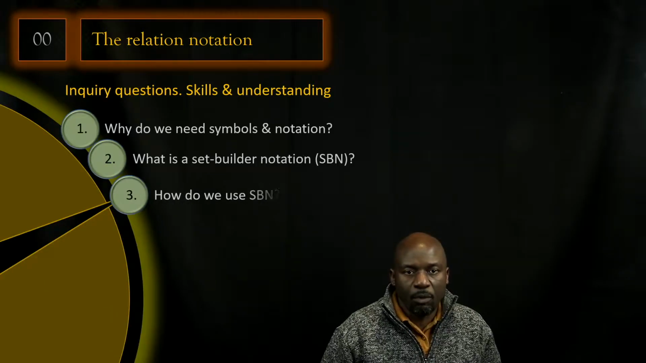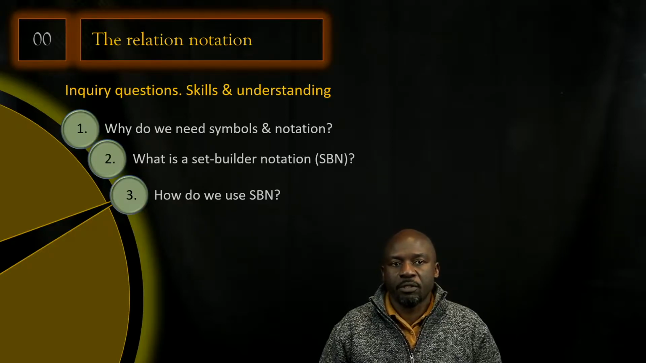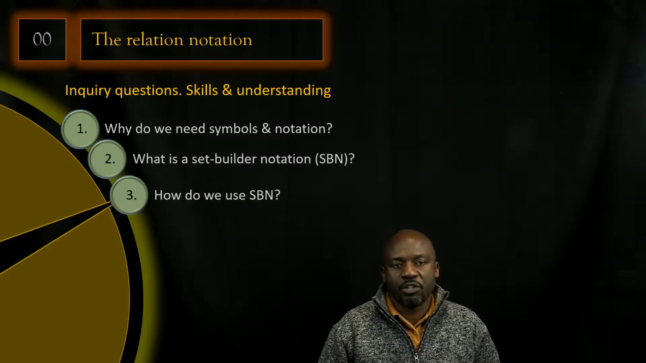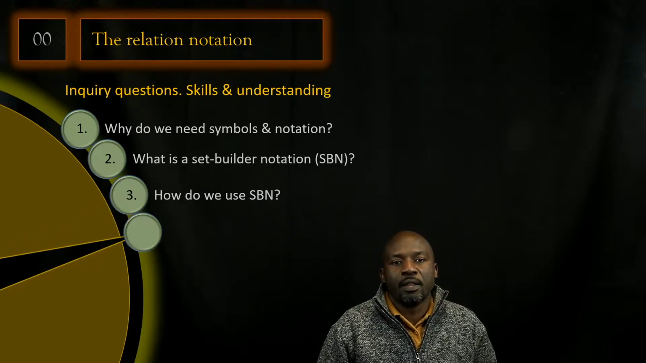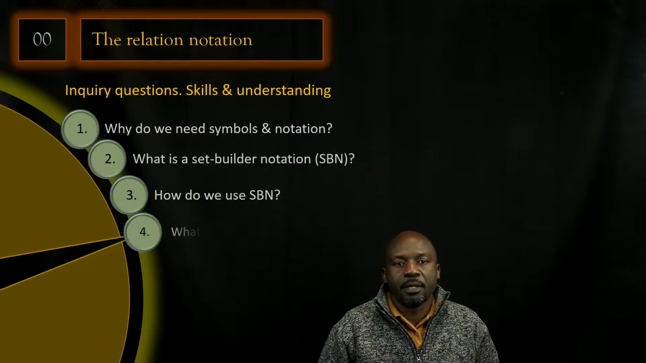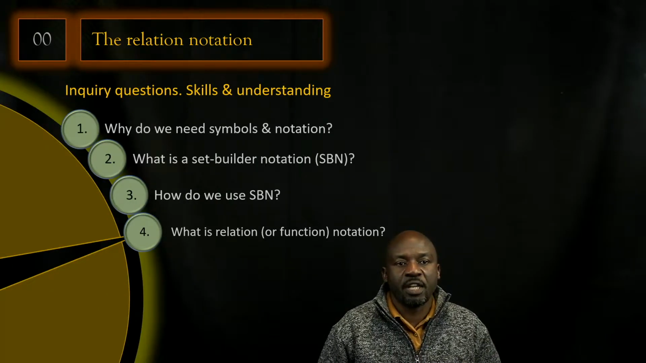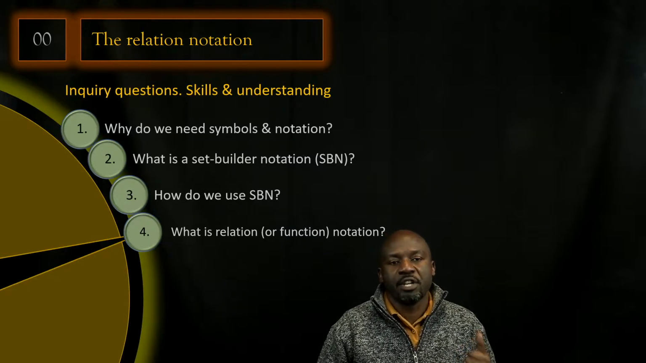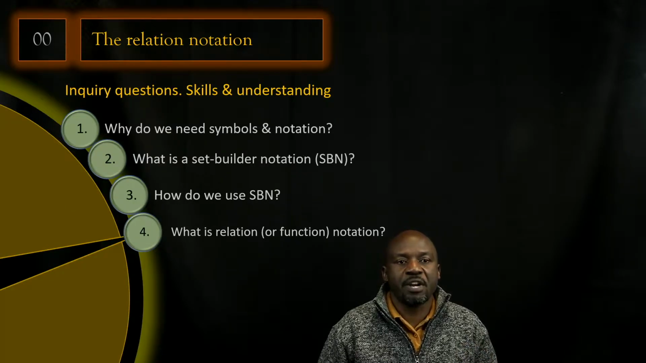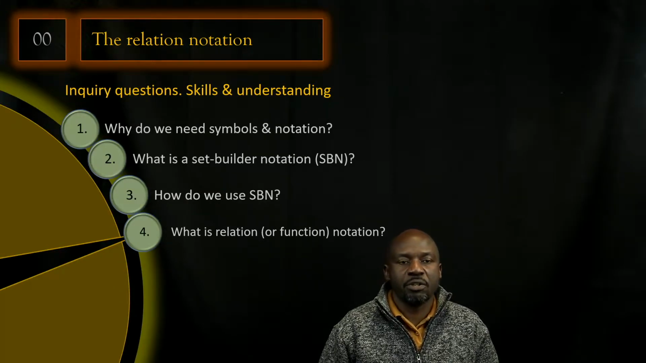Third, we want to see how we actually use the set builder notations when we represent relations and functions, as we will see later. The fourth thing we want to do today is to understand what a relation is, or what a relation notation is. So we will eventually understand that this is normally referred to as a function notation, but in this section we will be referring to it as a relation notation.